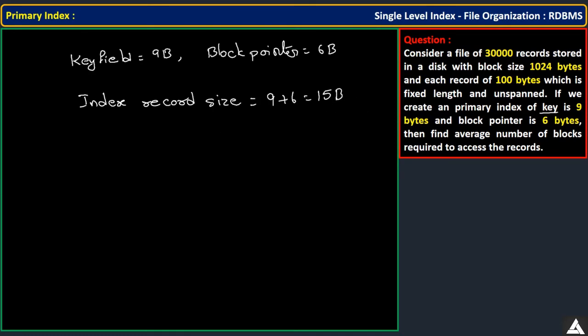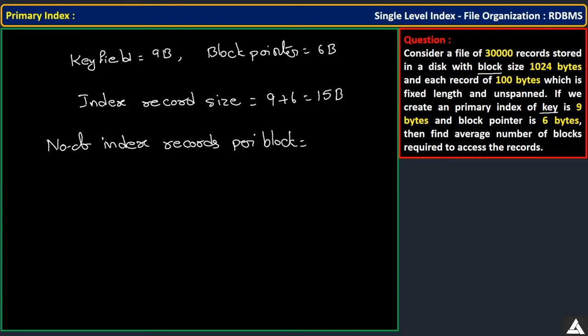From this, our understanding is that to store these index records, you are storing them again in a block only. So how many blocks are required for these index records? For that, we need the number of index records per block.